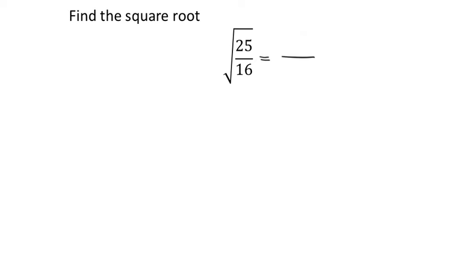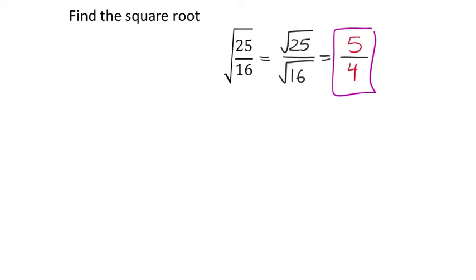Well, just separate that, okay? So you've got the square root of 25 over the square root of 16, both of which are perfect squares. The square root of 25 is 5, and the square root of 16 is 4. That is all.